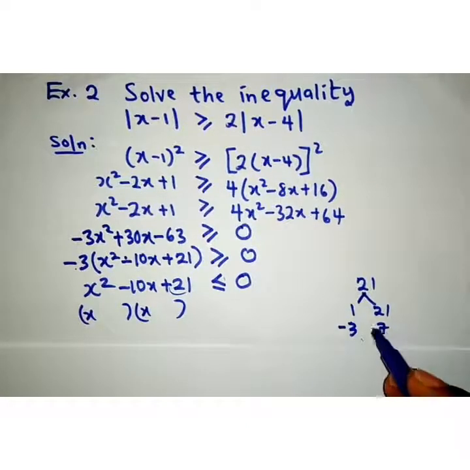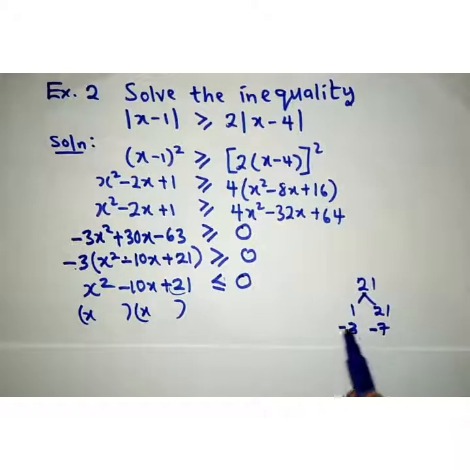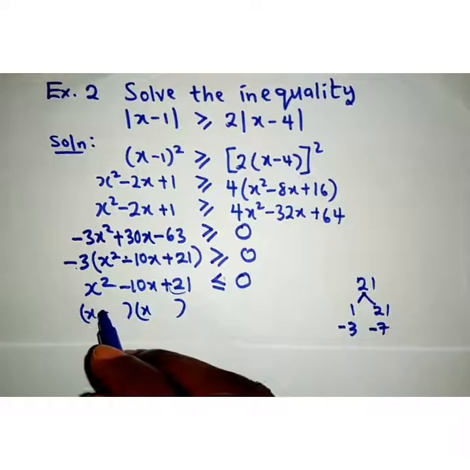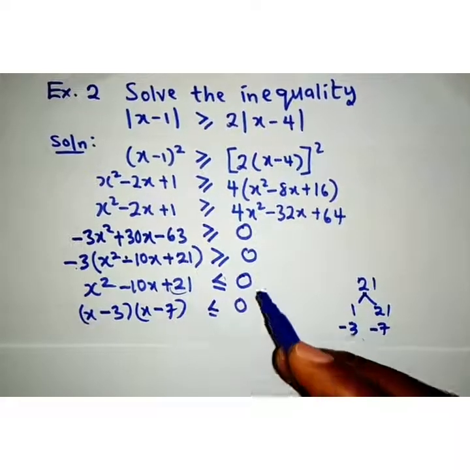So we can have this. So minus 3 minus 7 gives us minus 10, and the product gives us 21. So we have (x minus 3)(x minus 7) less than or equal to 0.